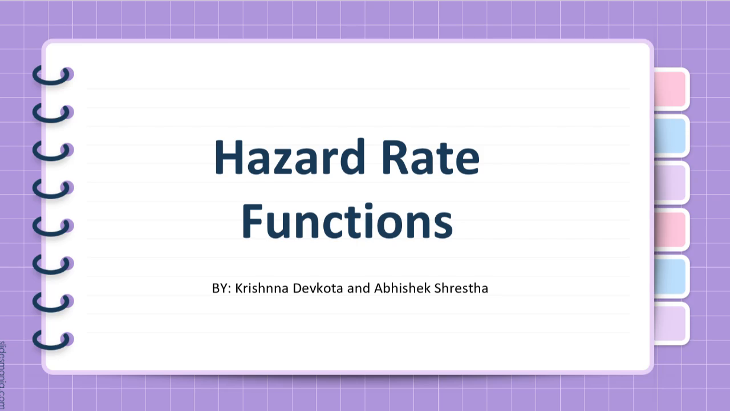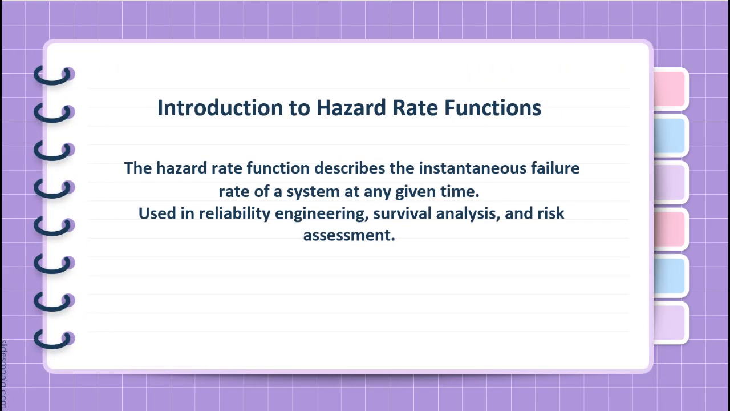Hi everyone, today we're going to discuss an important concept in reliability analysis and survival analysis: hazard rate functions. We'll explore its meaning, interpretation, and real world applications. The hazard rate function helps us understand how likely an event like system failure or a patient's death is to occur at a specific moment in time given that it hasn't happened yet. This concept is widely used in fields such as engineering, medicine, and finance.